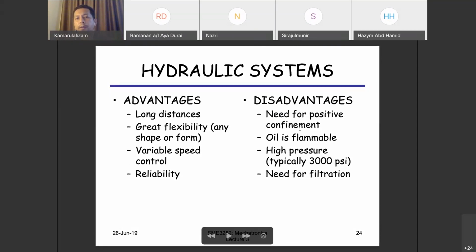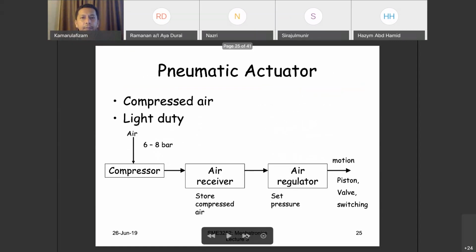Okay, the bad part about hydraulic because dia perlukan positive confinement, tak boleh ada leaking. The seal kena sentiasa ditukar lah, di-service lah. And then the oil is flammable, bahaya, and typically for fluid, pressure dia very high compared to pneumatic. And of course you need filter. Macam pneumatic, you tak perlukan filter lah. Okay, that is more or less on the hydraulic.